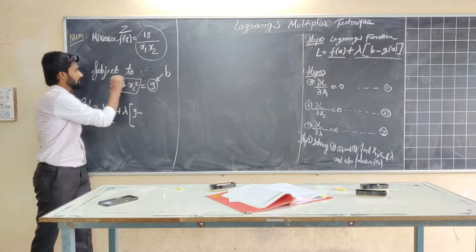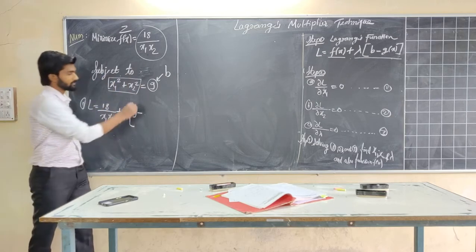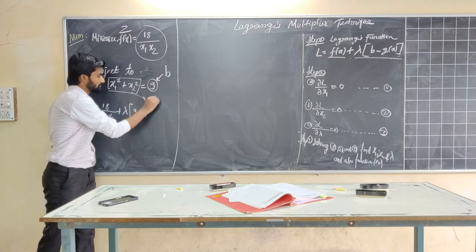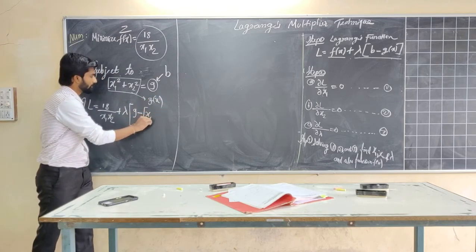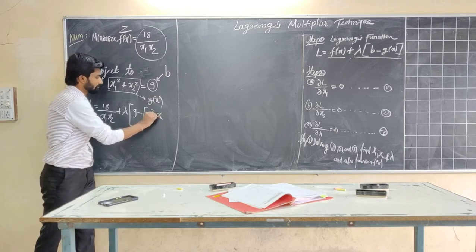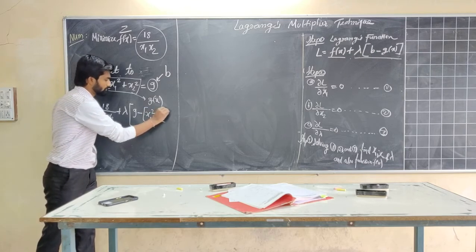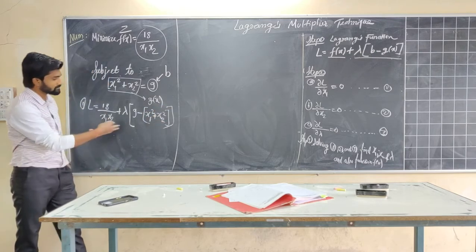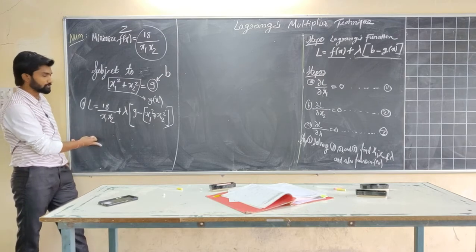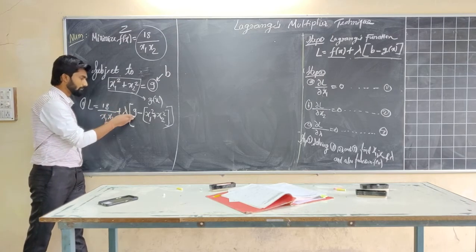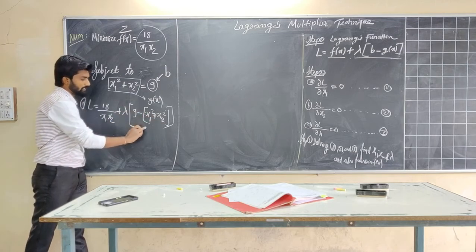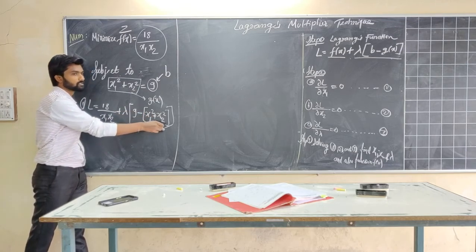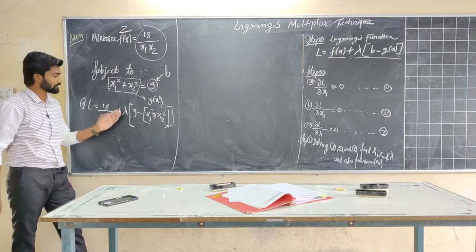So here 9 minus, what is g of x? This is your g of x. Please keep this thing in mind. This is your g of x. So in bracket, what you should be writing down? x1 square plus x2 square. And you can further simplify that. 18 by x1 x2 plus, then you can multiply this Lagrange's constant everywhere. And if you remove this bracket, you will be having minus lambda x1 square minus lambda x2 square. Right? And further you have to multiply this.